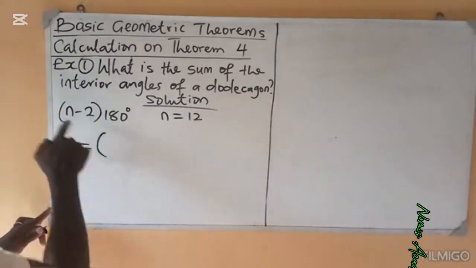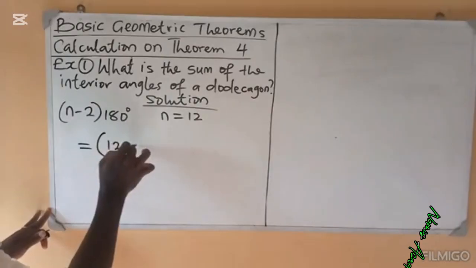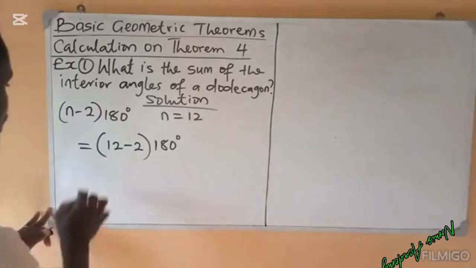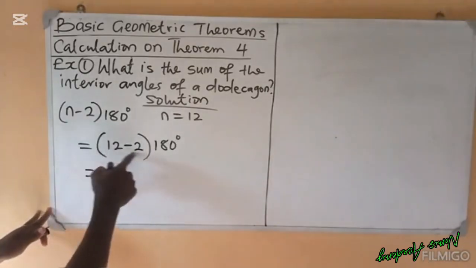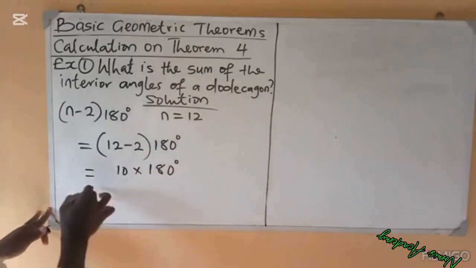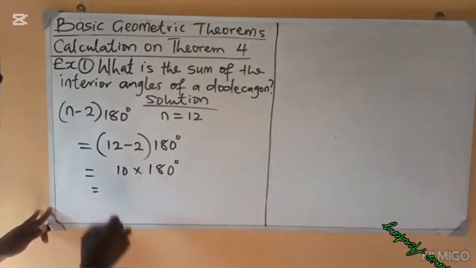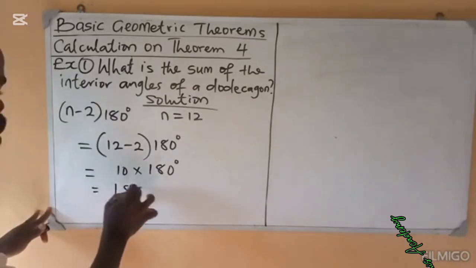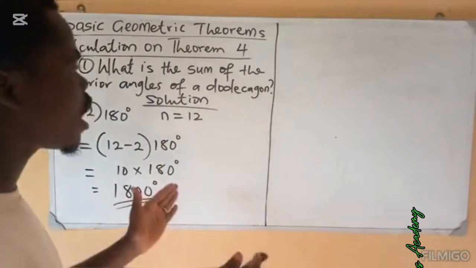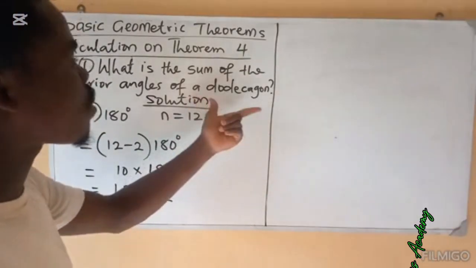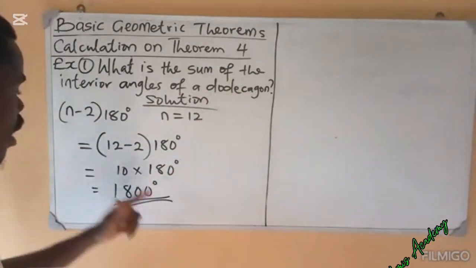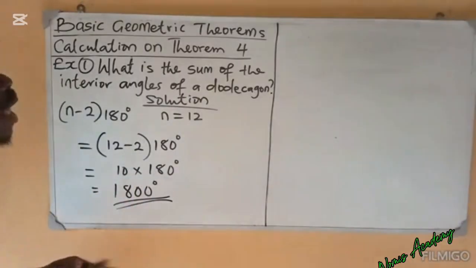So that will be n is 12, right? 12 minus 2 multiplied by 180 degrees. So 12 minus 2 is 10 times 180 degrees. And that will be 10 times 180 is 1800 degrees. So the sum of the internal angles or the interior angles of the dodecagon is 1800 degrees. Let's pick another example.